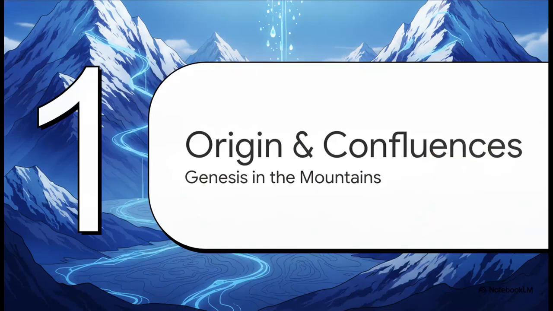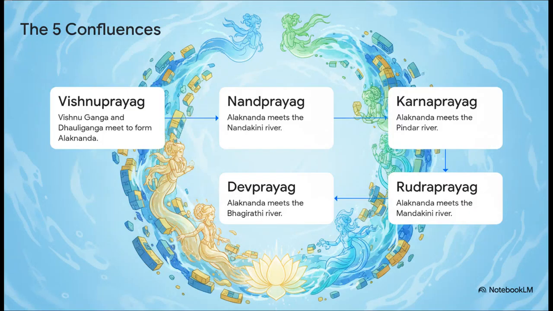All right, Section 1, the origin and the 5 confluences, or the genesis in the mountains. Okay, zooming our 3D map way up into the towering snow-capped peaks of the Badrinath region, you can actually see this complex origin story unfolding, almost like building blocks snapping together. First up, at Vishnu Prayag, the Vishnu Ganga and Dali Ganga meet, and boom, they form the Alaknanda River. Now as that flows down, it hits Nand Prayag, absorbing the Nandakini River. Our next geographic coordinate is Karna Prayag, where the Pindar River joins the mix.